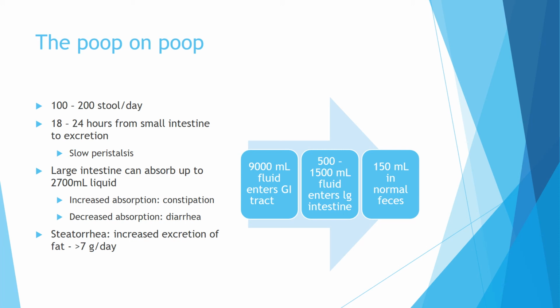Okay, normally you should produce about 100 to 200 grams, not milliliters, of stool per day. Every 18 to 24 hours, the contents of the small intestine turn over through excretion. So if it takes longer than that, it is slow peristalsis that's allowing it.